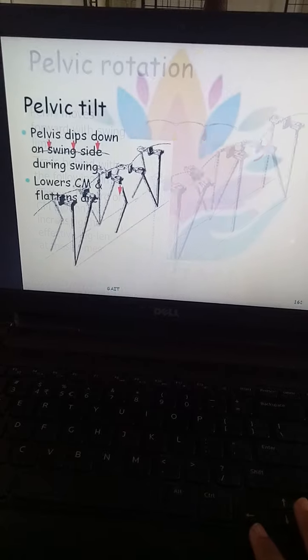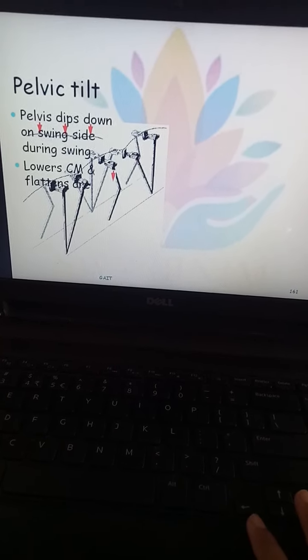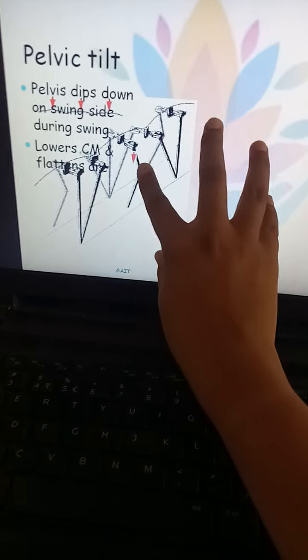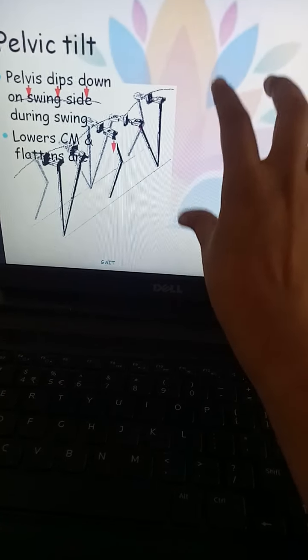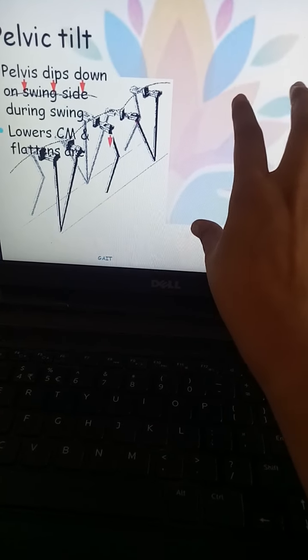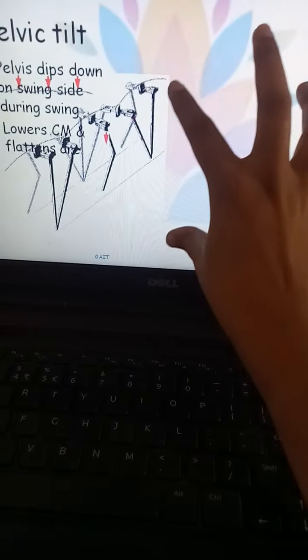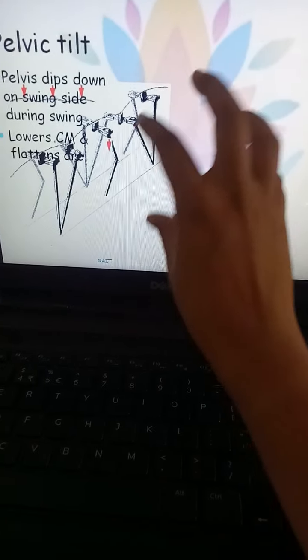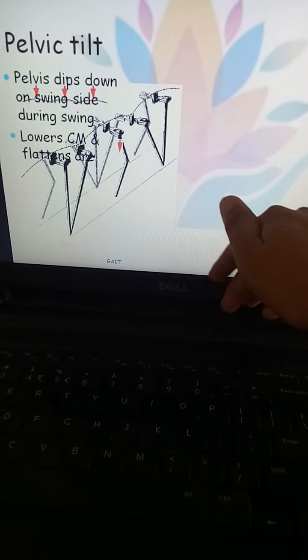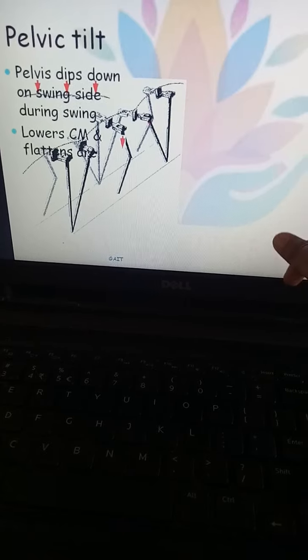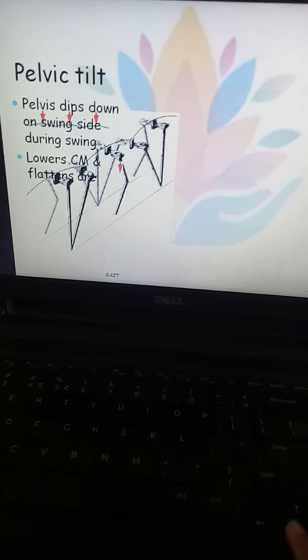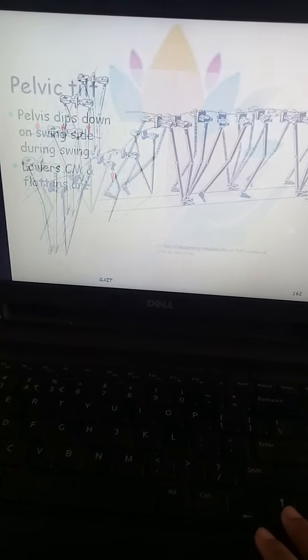So that we have to remember. Next is pelvic tilt. What do we have to measure in the pelvic tilt? The pelvis dips down on the swing side during the swing phase. Whenever the lower limb goes into the swing phase, at that time the pelvis goes down. It will not hike, but it will go down. So the lower center of mass will have a flattened arc.